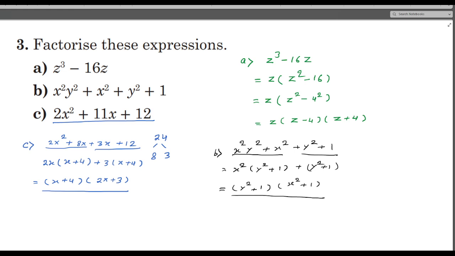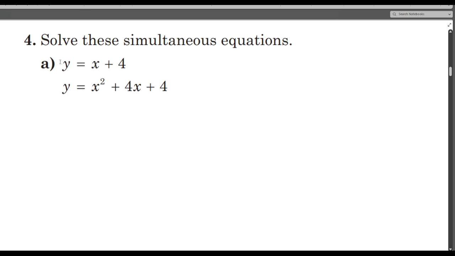Question number 4. Now question number 4, here we have to solve these simultaneous equations. Okay, so here one equation is of linear nature and the other equation is of quadratic nature. I have to solve these simultaneous equations, which means I have to find out the pair of x and y which will satisfy both the equations.